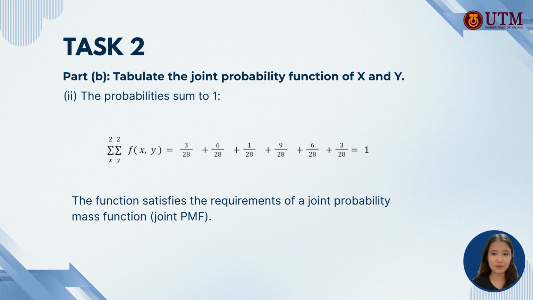To ensure our distribution is mathematically valid, we perform a verification. First, all values in the table are non-negative. Second, as you can see by the summation here, the sum of every joint probability equals exactly 1. This confirms that our function satisfies the requirements of a joint PMF.